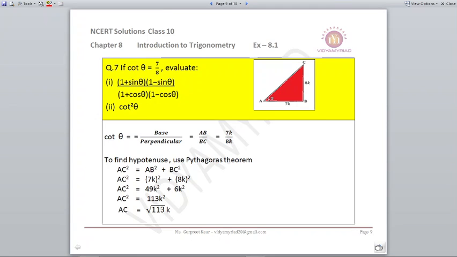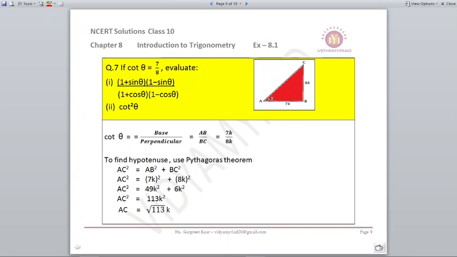Next, if cot theta is equal to 7 upon 8, evaluate. So we are given two parts where we need to know sin theta, cos theta, and cot theta. First we will find out the missing values by Pythagoras theorem. Then we will find out the sin theta value, cos theta value and cot theta value. Then we will put it into the formula and find out the value.